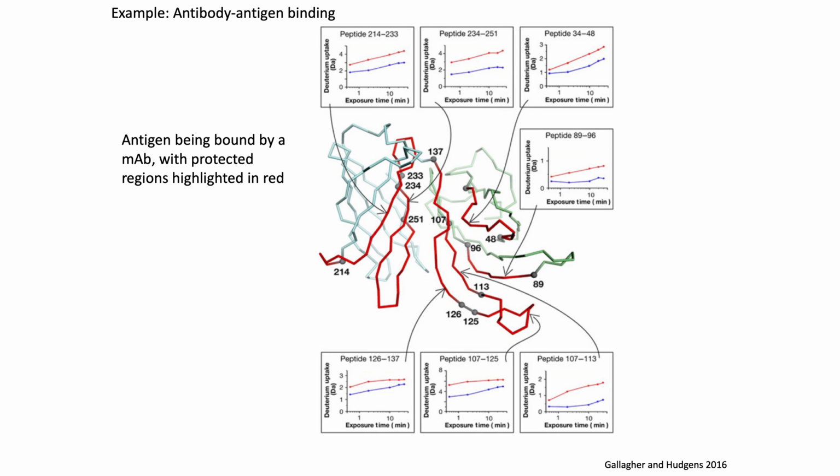In this example, the authors used deuterium exchange to identify the site of antigen binding on an antibody. So here, the antigen was bound by the monoclonal antibody, and you can see protected regions when the antigen bound are highlighted in red. And these were identified based on changes in the deuterium uptake. So this is just an example of how one can use the process to map changes in protein conformation and try and identify where ligands are binding, where effects are taking place.